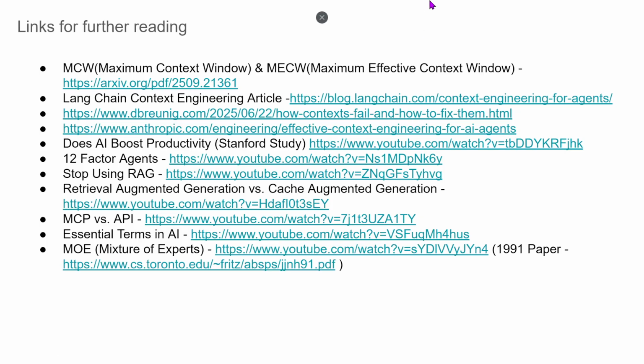So I do have some links for further reading about things like maximum context window and maximum effective context window, some articles that I read that went into making this. You're welcome to look at them. There was probably a whole lot more that I read that was involved in this, but here's a starter sample of some YouTube videos and some papers.